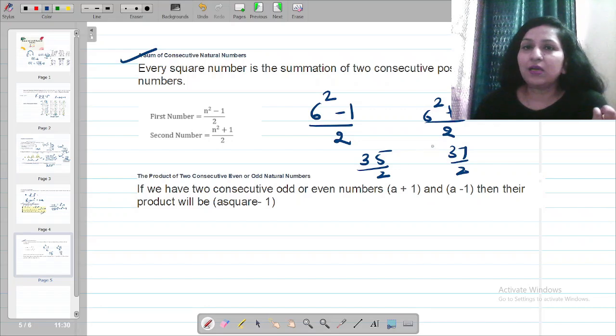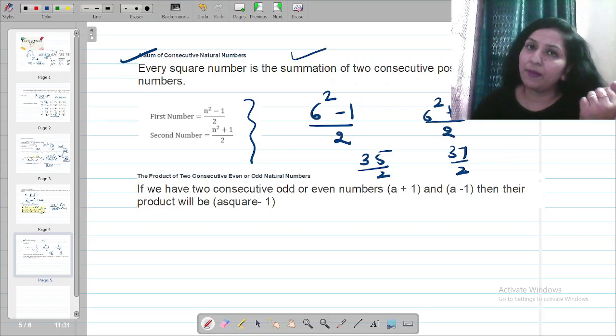If I divide these numbers, I will be getting decimal numbers, and decimals are not included in the natural numbers. So what we can conclude, this follows if the square of an odd number is being taken. Please note, this follows for the square of any odd natural number, not for even. Not for even. This much is okay.